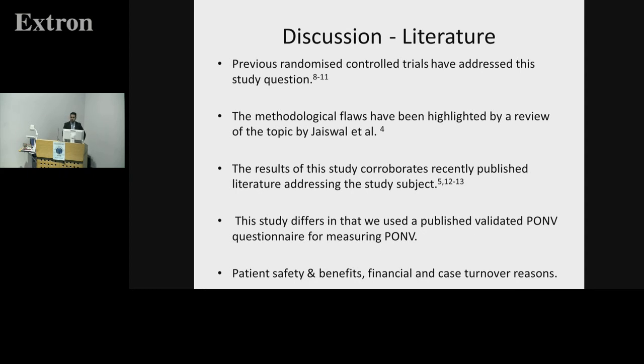It corroborates most of the data that's available. The recent guidelines from the Royal College of Anaesthetists actually discouraged throat packs because there was no benefit and more harm was caused.